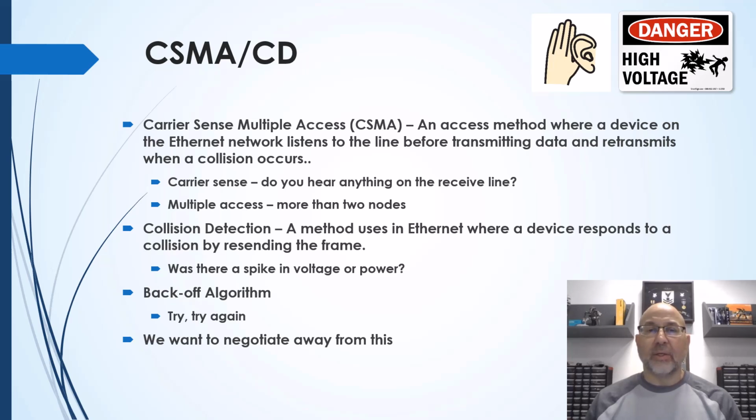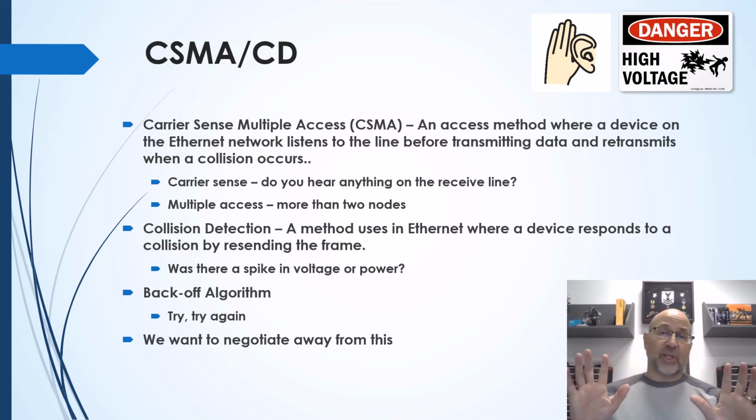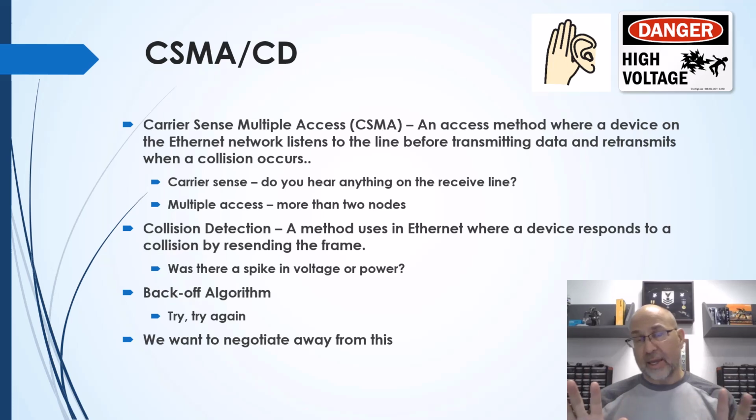So at this point, we've done the collision detection. Now we're going to back off. We're going to say, oh, geez, I just had a collision. I'm going to try again, and maybe try again, and try again. This is another reason why we get rid of hubs. But just because we don't have hubs doesn't mean that your switches aren't using CSMA/CD. So we want to negotiate away from this. In a perfect world, we would have switches, we would be running full duplex, and we would be running gigabit Ethernet to all of our nodes. But sometimes it's worth checking because you have performance or utilization issues in the network.